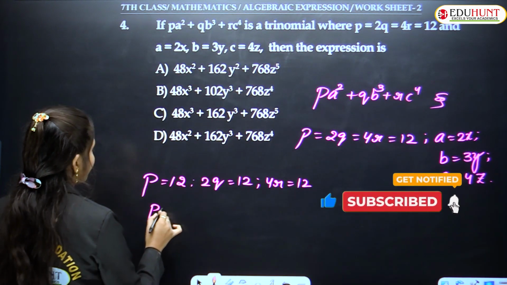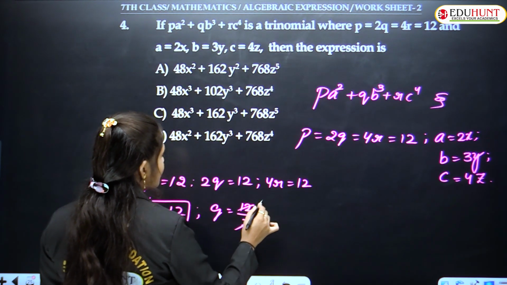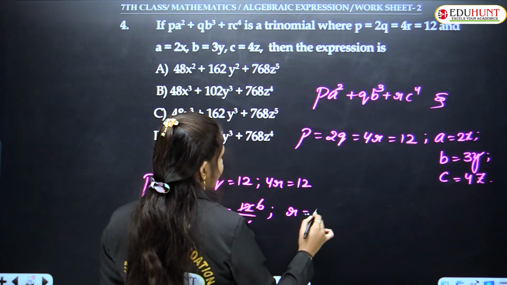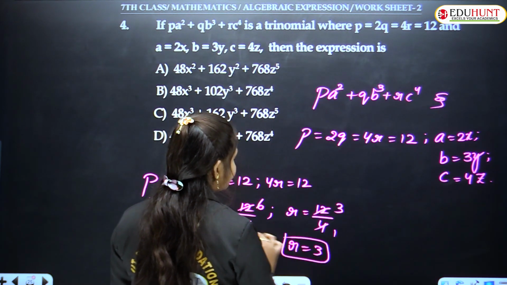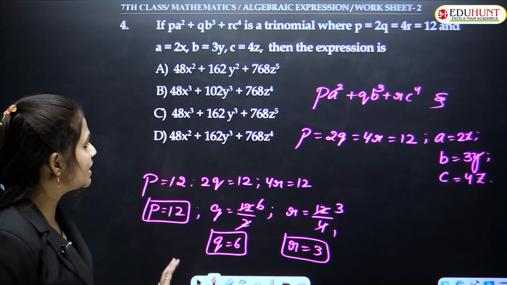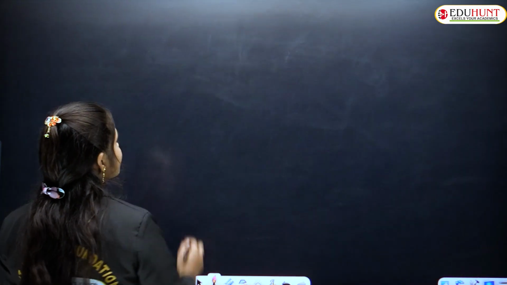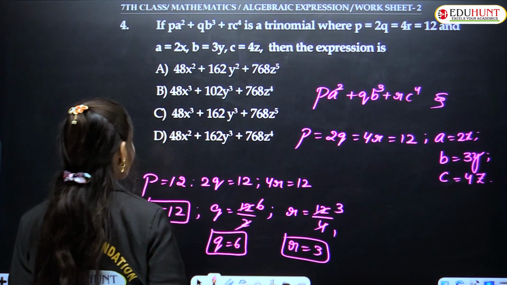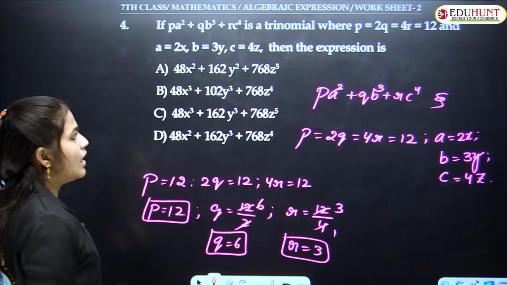Now here p is equal to 12, here q is equal to 12 by 2, which means 6, then r is equal to 12 by 4, which is 3. Okay? Then p, q, r values also we got, and finally we have to substitute those values in the given expression, that is p a square plus q b cube plus r c power 4.